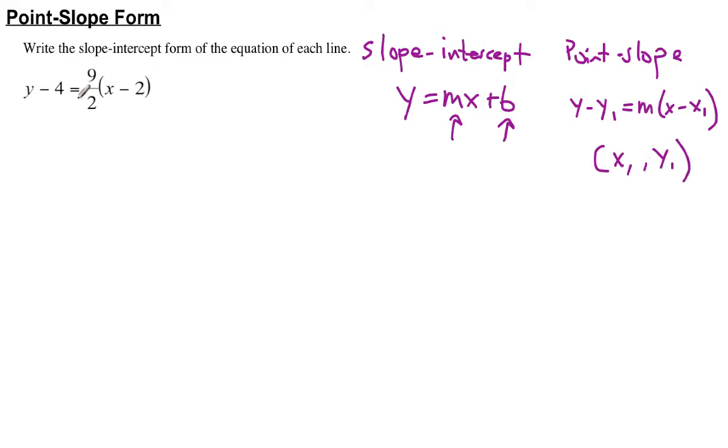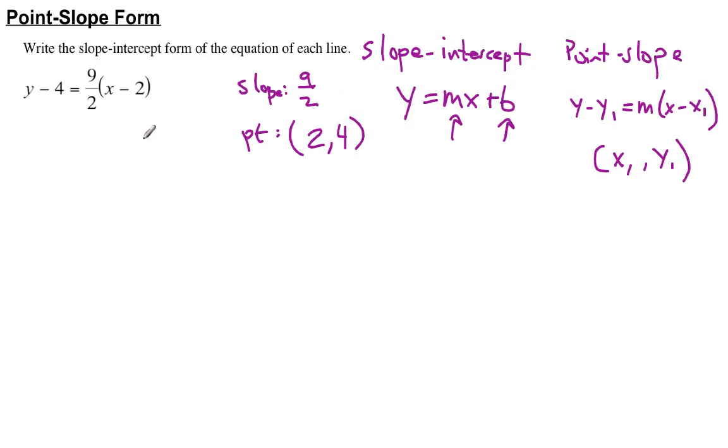Okay, so when we look at this situation right here, this is saying the slope is 9/2, and a point that this line goes through is the point 4, 2. Or sorry, my bad on that. 2, 4. Right, because it's x minus 2, so then that point is 2, and this is y minus 4, so the y-coordinate is 4.